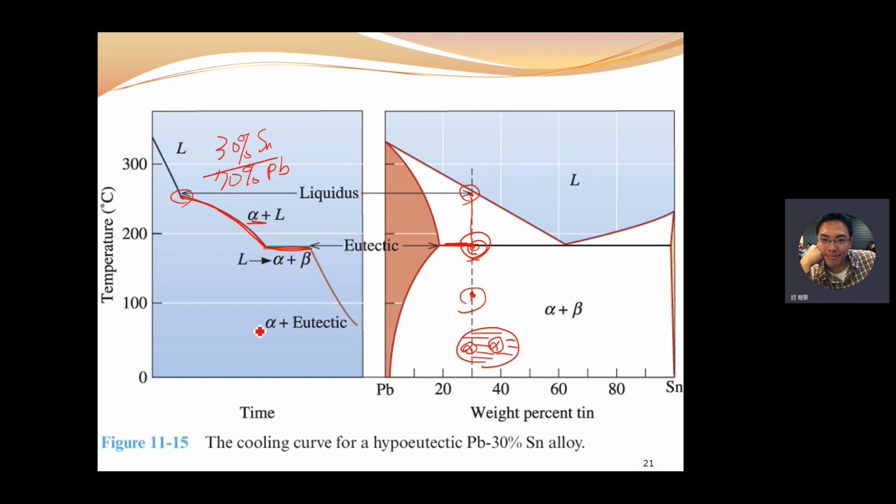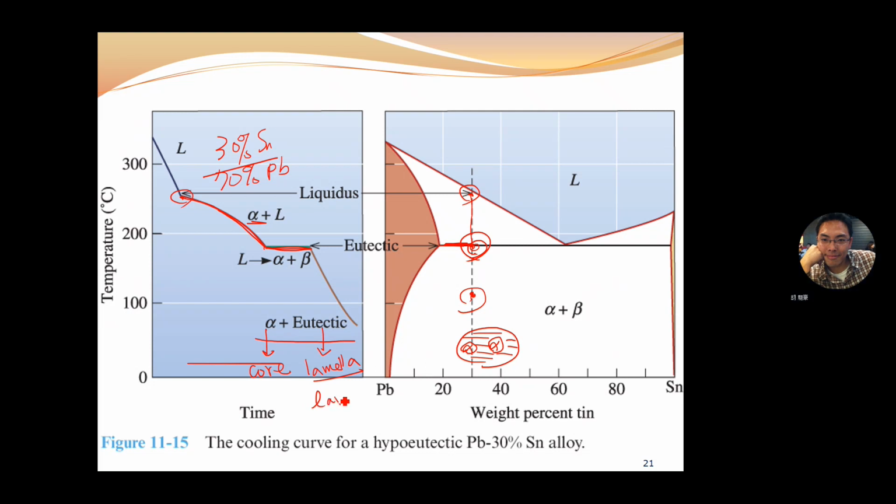So it's the alpha core with the eutectic. The alpha is the core structure with the lamella structure, or layer structure. Okay, so let me ask you a question.